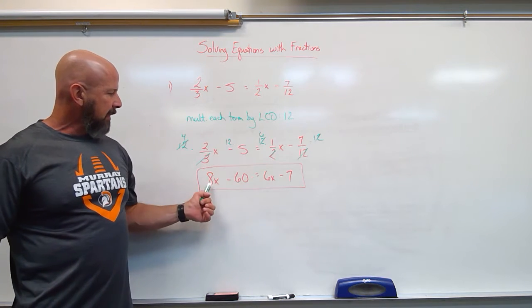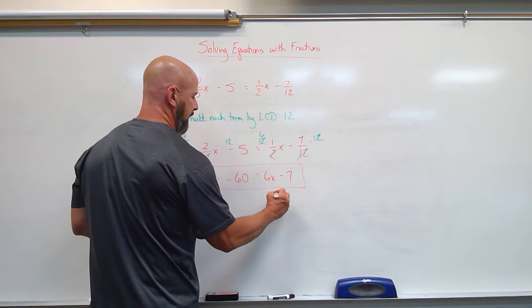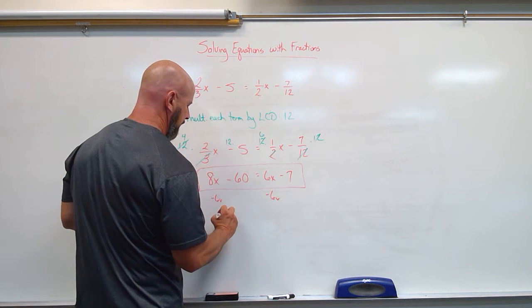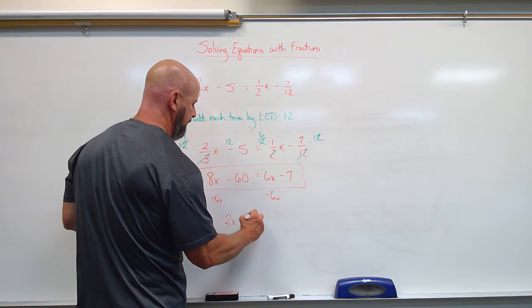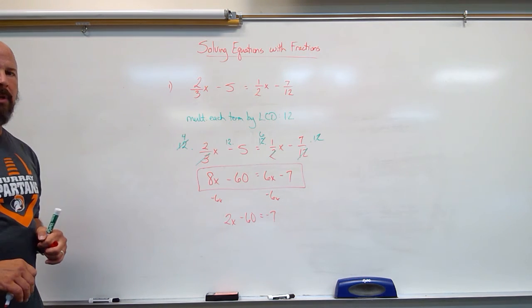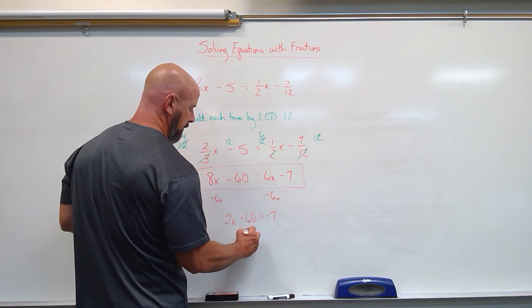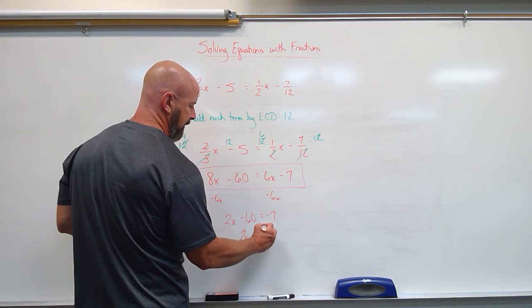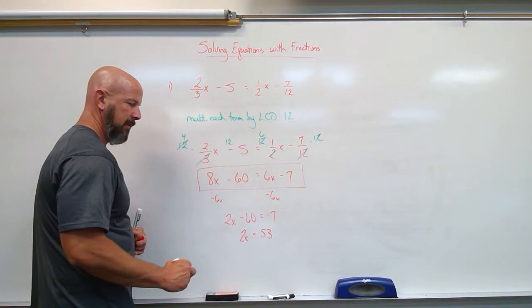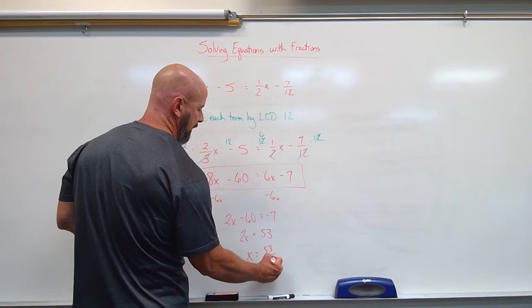I've got variables on 2 different sides, so I want to get those together. So I'm going to subtract that 6x. That gives me 2x minus 60 is negative 7. Now I'm back to that 2-step equation. Add my 60 over. 2x is, let's see, that'd be 53. And so then x would be 53 halves.